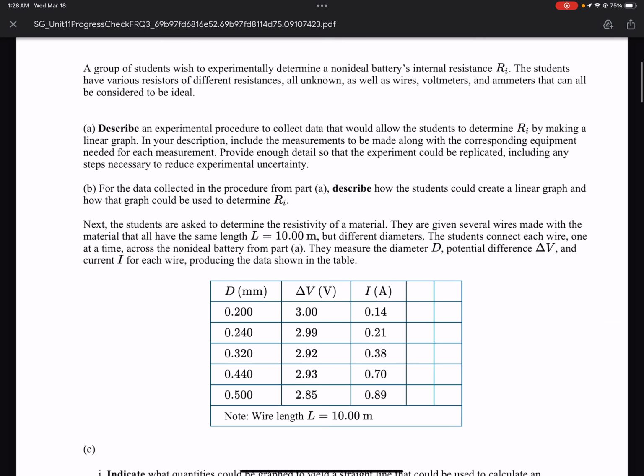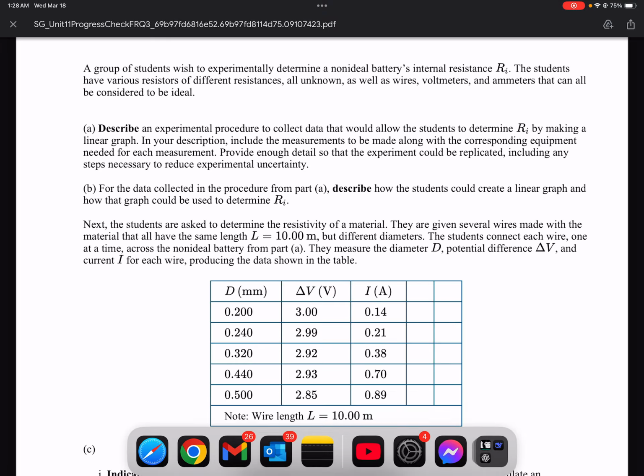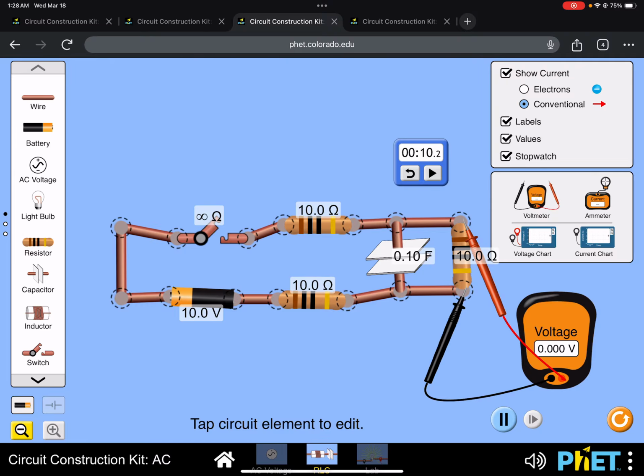So here we have an experiment. We have to determine a non-ideal battery's internal resistance R sub I, and the students have various different resistors of different resistances, all unknown, as well as wires, voltmeters, and ammeters that can all be considered ideal. So what data can we collect to determine the internal resistance of the battery by making a linear graph, and include the measurements made along with the corresponding equipment needed for each measurement and provide enough detail. So actually, let's just use the circuit analysis again.